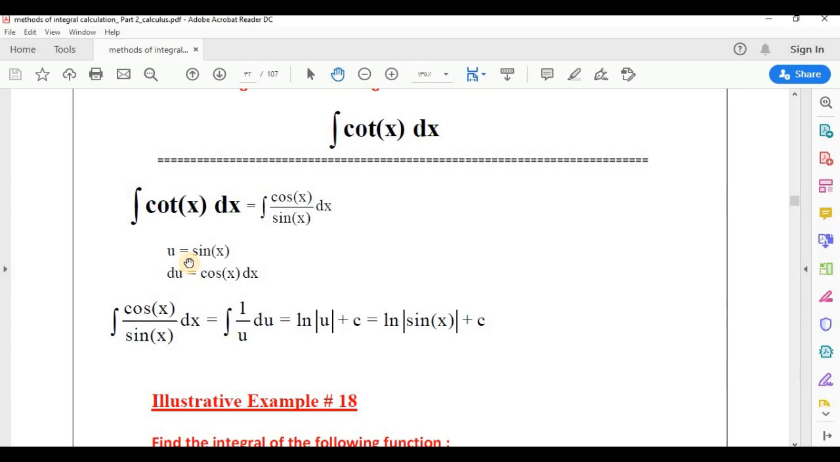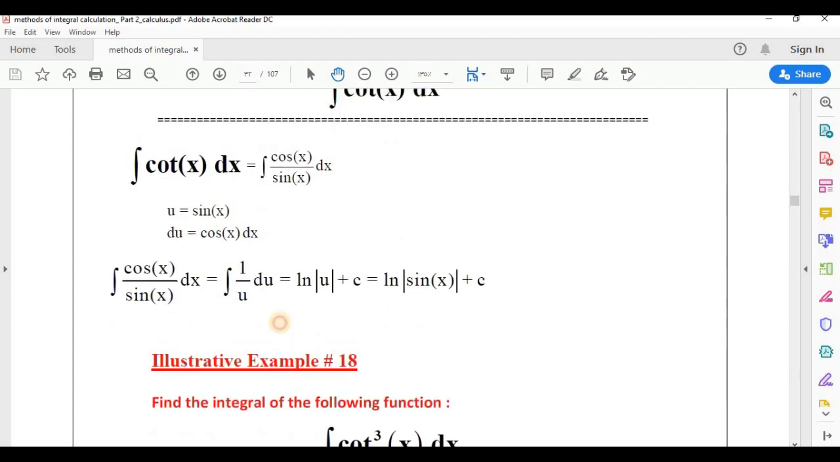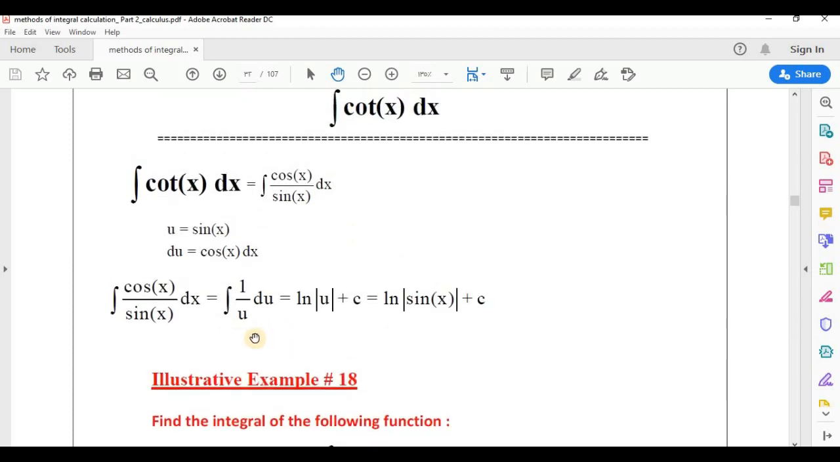So u will be equal to sin x, and after taking the derivative for both sides, the derivative for u will be du, and the derivative for sine will be cosine x dx. Notice cosine x dx will be this part. We will put the integral in terms of u, we will get this result: integral 1 divided by u du. As this is the integral for this type of function, it will be ln u, as we learned from our previous lectures. The last step, we will put the integral in terms of x.